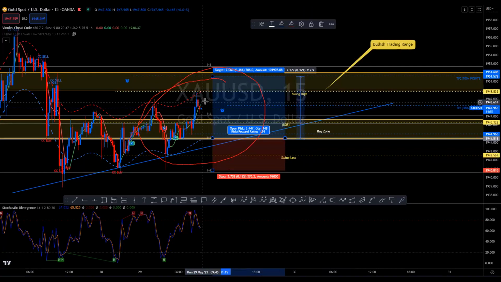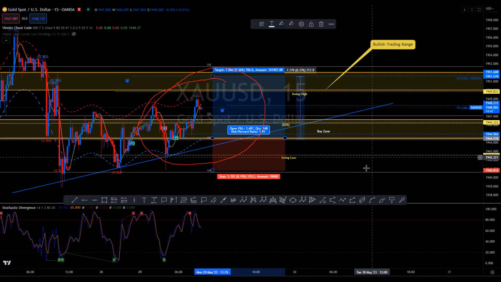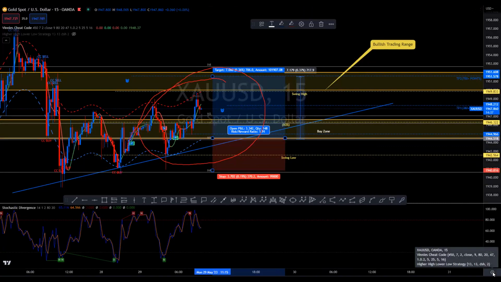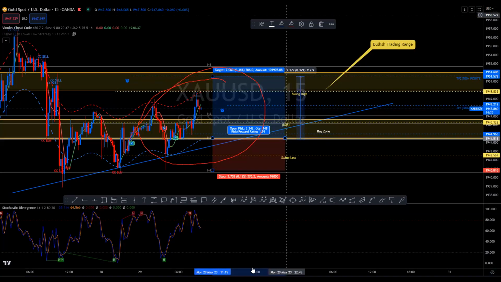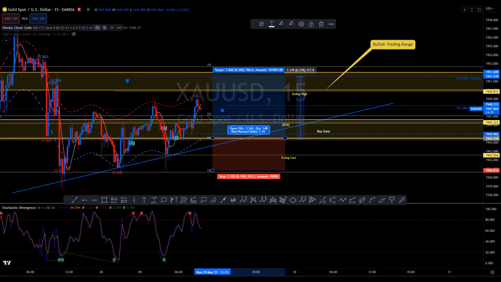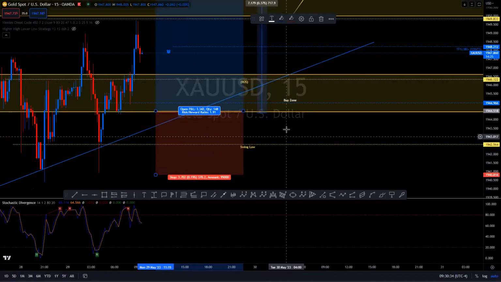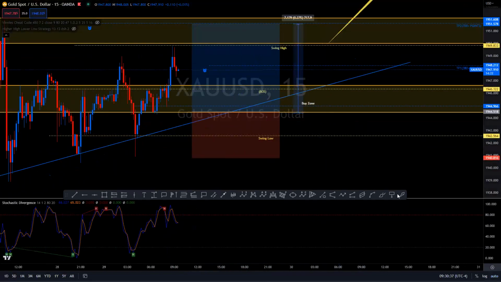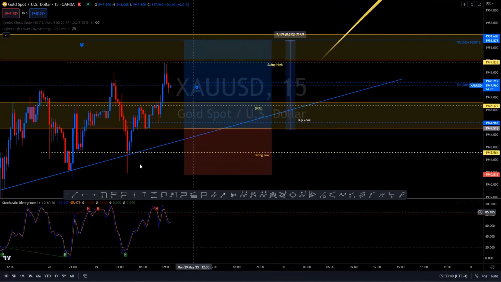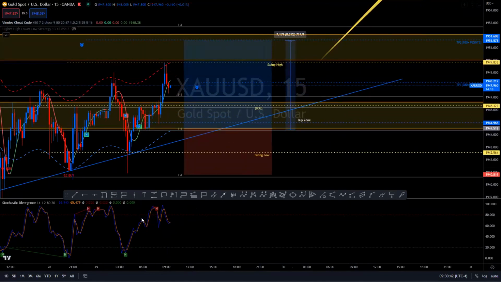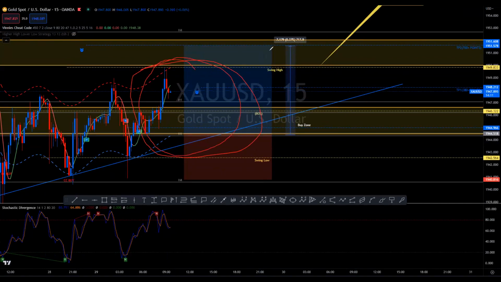We see the HMA is curving over, but we're going to wait. Let me do this. That's actually a lot closer. There you go. That way you can get more of an idea of what I'm going to do.